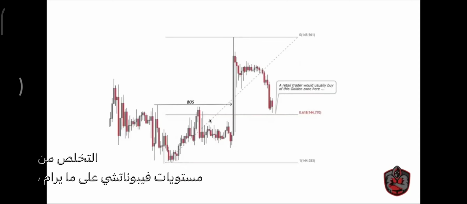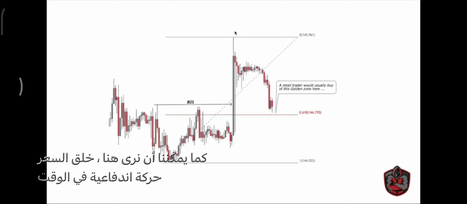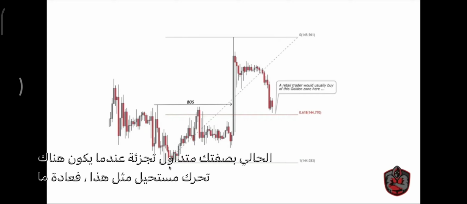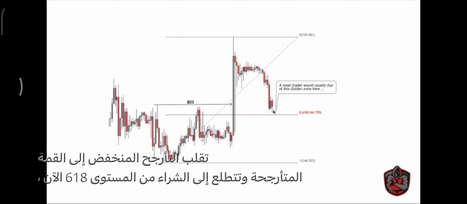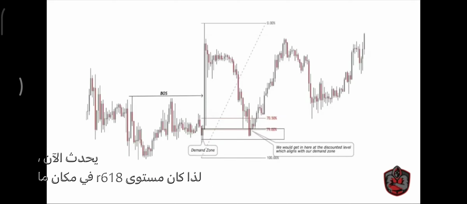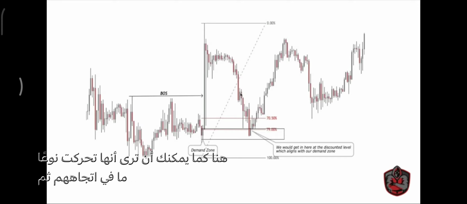Fib levels. So as we can see here, price created an impulsive move, right? Now, as a retail trader, when there's an impulsive move like this, you'll usually fib up the swing low to the swing high and look to buy off the 618 level. Now, look at the 618 level and let's see what happens. Boom. So, our 618 level was somewhere over here.